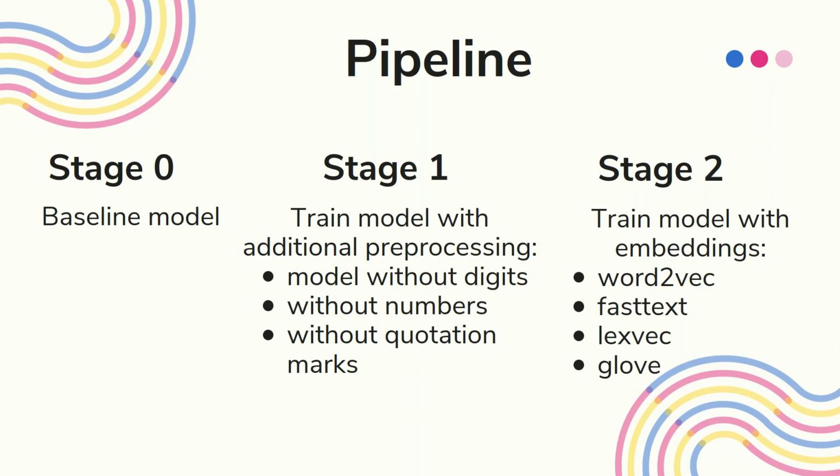Our experimental research consisted of three stages. The initial stage is dedicated to the baseline model, the next stage includes additional preprocessing, and at the final stage we introduced word embeddings.